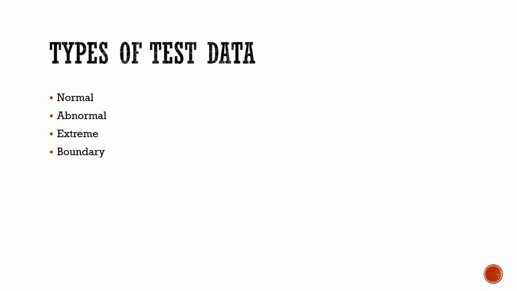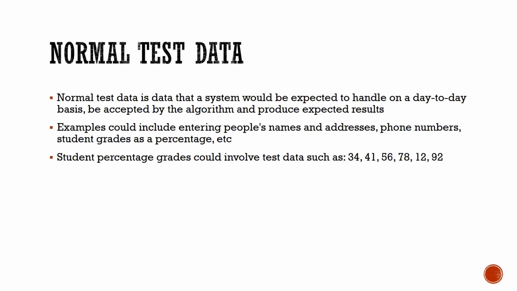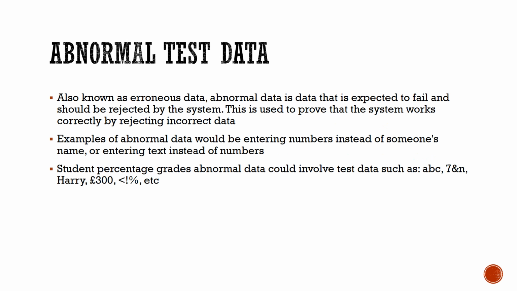There are four types of test data: normal, abnormal, extreme, and boundary. Normal test data is the data that a system would be expected to handle on a day to day basis in normal conditions. It is expected by the algorithm and produces expected results. For example, it could include entering people's names, addresses, phone numbers, grades as a percentage, etc. A student percentage grade would involve test data like 34, 41, 56, 78, and so on.